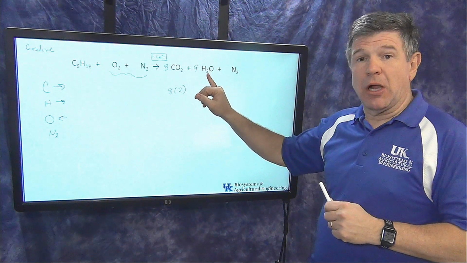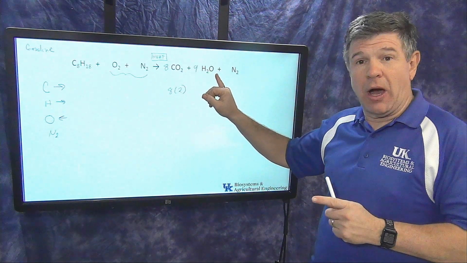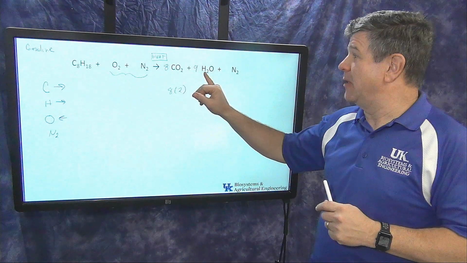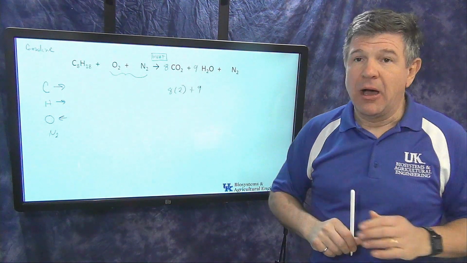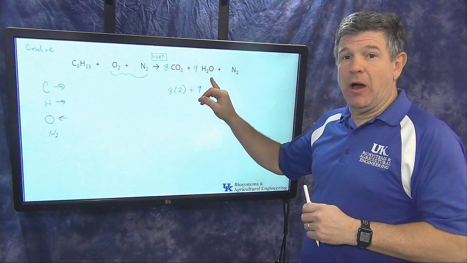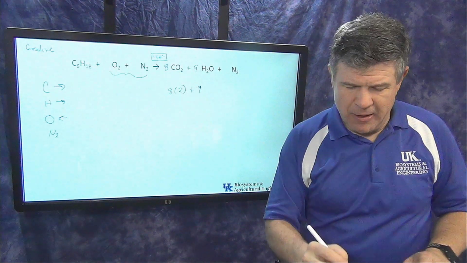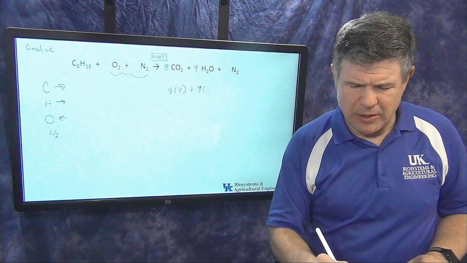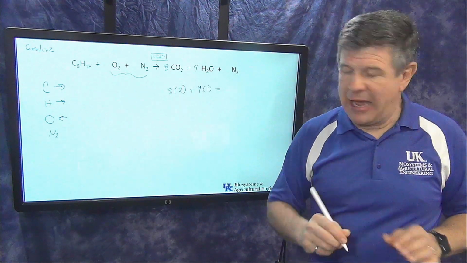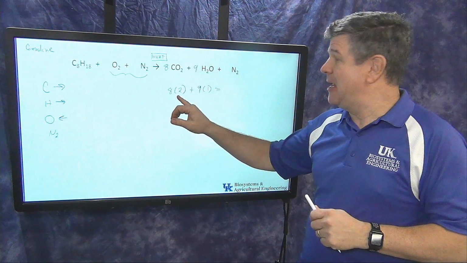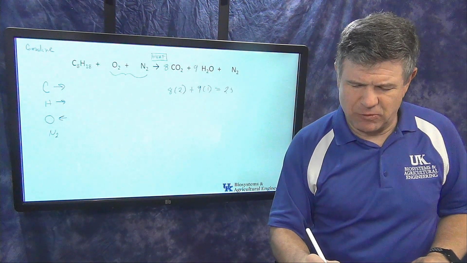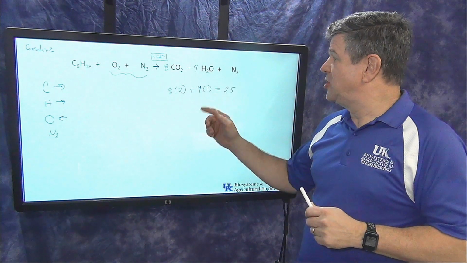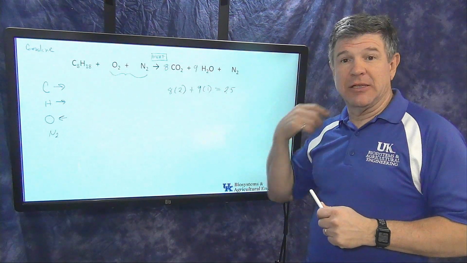Each water molecule has only 1 oxygen in it, so this is a 1-to-1 relationship. So add to that 9 oxygen atoms in the water. And I could say 9 times 1 if I wanted to, since there's only 1 in that. So what is that? 2 times 8 is 16, plus 9 is 25. So that means I have 25 oxygen atoms on the right-hand side of the equation.